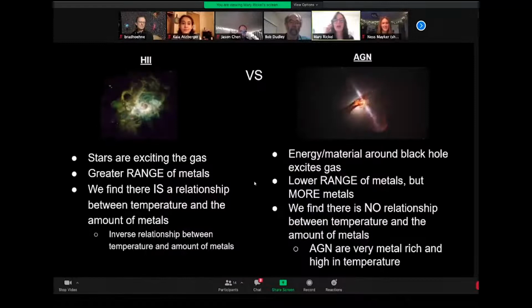And so I want to take the time to closely look at H2 versus AGN and look at them separately. In H2 regions, it's the stars that are exciting the gas. Consequently, in AGN, it's the energy and material around the black hole that excites the gas. In H2 regions, we see a greater range of metallicity, which is the amount of metal that's present. In AGN, we see a lower range of metals, so they don't vary as much, but they have very high metallicities. For H2 regions, you could have a variety of different metallicities, but for AGN, it's typically a short range, but very high.